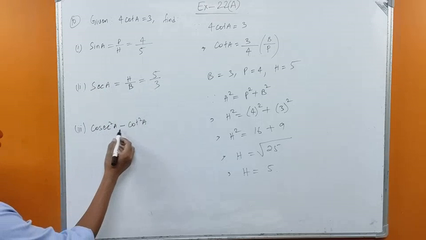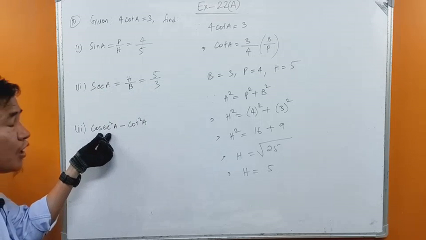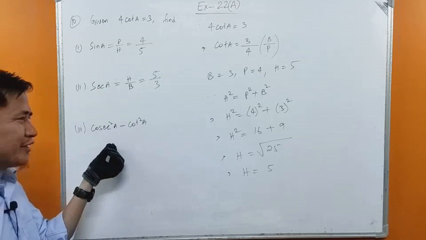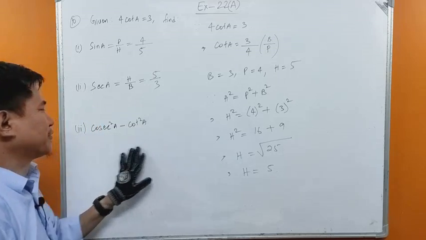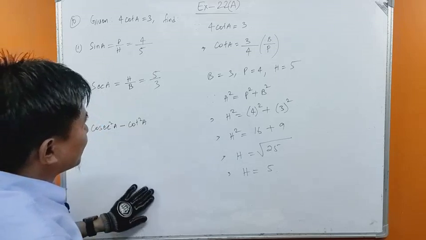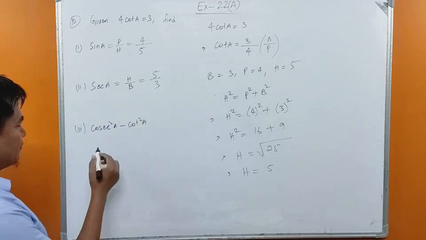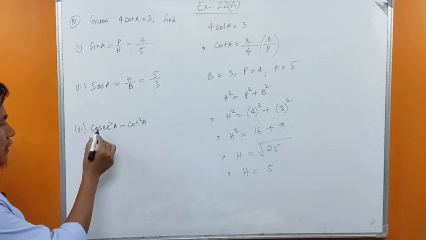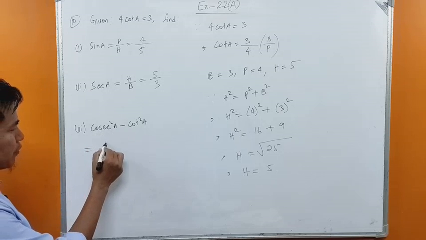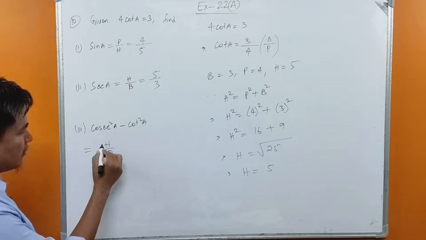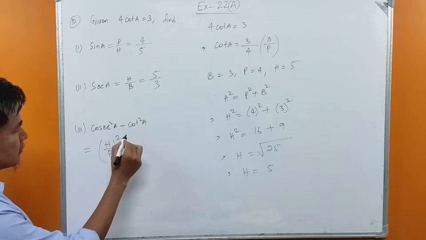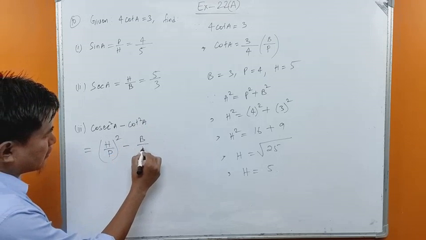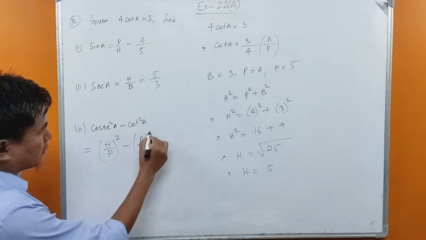Now let us find the value of cosec square A minus cot square A. The value of this is always 1. Okay. Cosec square theta minus cot square theta is 1. This is the formula we have. But right now we will prove it from the values of perpendicular, base and hypotenuse. Okay, cosec theta is hypotenuse upon perpendicular. Now we have a square here, so we put a square. Minus cot square A is base upon perpendicular. So we have a square here, we put a square.